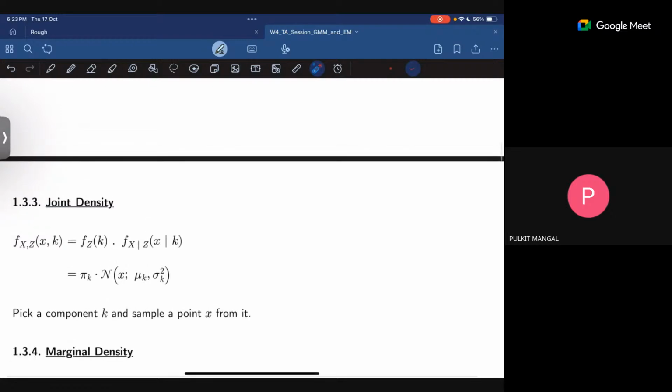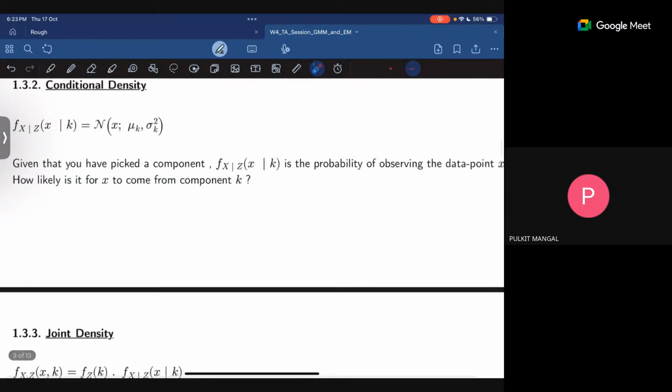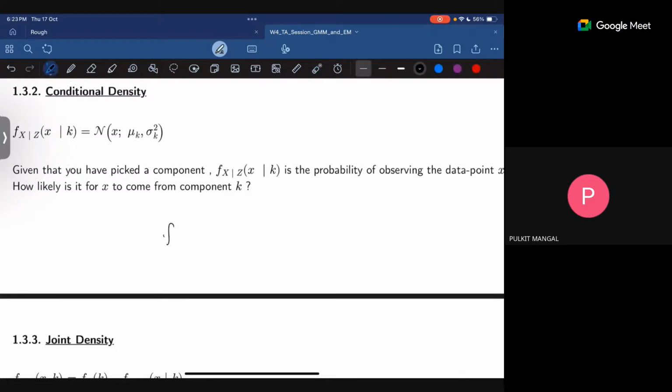Now the joint density. Before that, tell me how you can write the joint density function in terms of conditional and marginal. If x and z are random variables and you want to find the joint density between x and z, how can you write that joint density in terms of the conditional and marginal density? Is it conditional by marginal, or conditional into marginal? How do you write it?